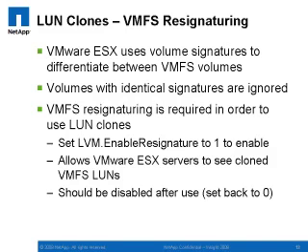So what you have to do is go in and enable an option. It's in the advanced settings, LVM.EnableResignature. You have to set that to 1. That can be done either in the Virtual Center GUI, or, if you're a command line kind of guy, you can use esxcfg-advcfg to set this option. Set that to 1, do a rescan. At that point, the ESX servers will see the additional cloned LUNs.